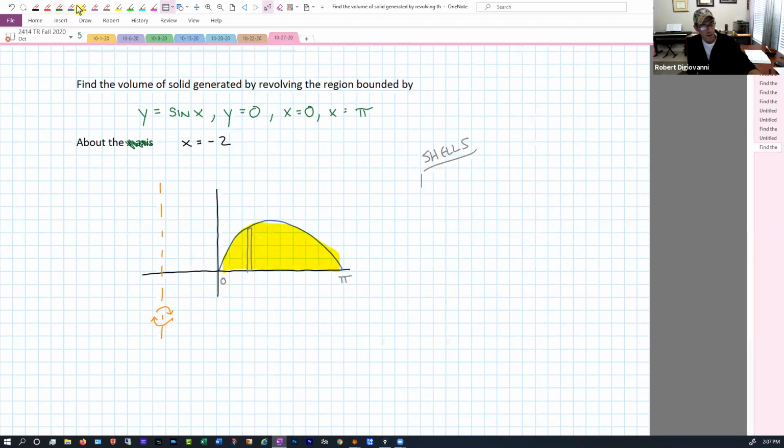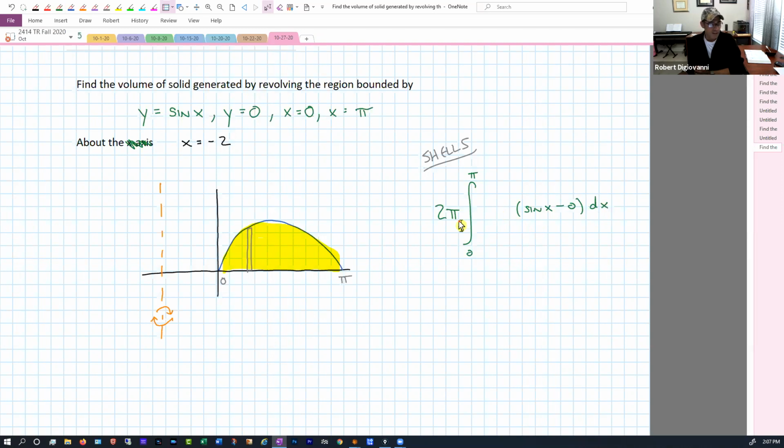So let's start with the formula. We have 2 pi. Anytime you're using shells, you're going to have 2 pi. If you write that down, you're going to get some credit, right? 0 to pi. That doesn't change. Your x value is going to vary between 0 and pi. I still have the top minus the bottom, sine x minus 0. The thickness of my shells is still dx. But how about this? This right here was the radius, wasn't it?